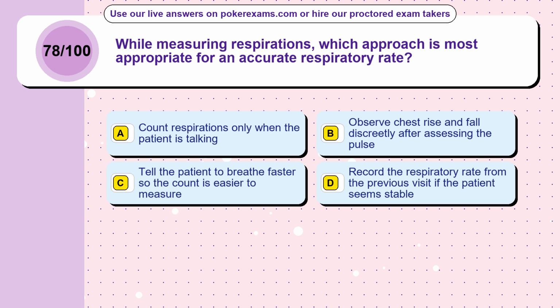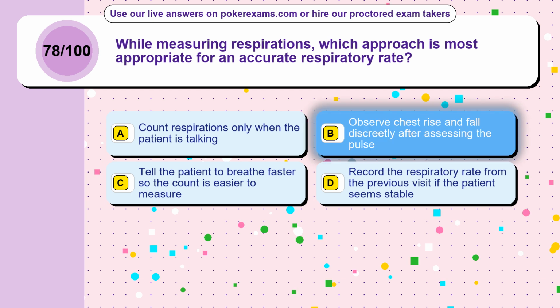Question 78. While measuring respirations, which approach is most appropriate for an accurate respiratory rate? Option A. Count respirations only when the patient is talking. Option B. Observe chest rise and fall discreetly after assessing the pulse. Option C. Tell the patient to breathe faster so the count is easier to measure. Option D. Record the respiratory rate from the previous visit if the patient seems stable.